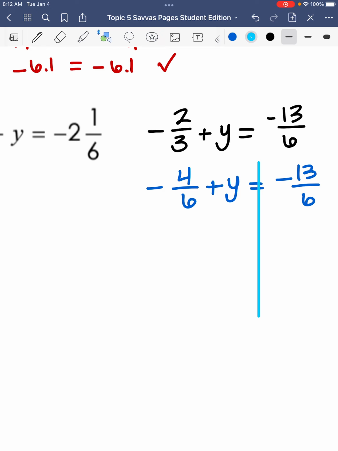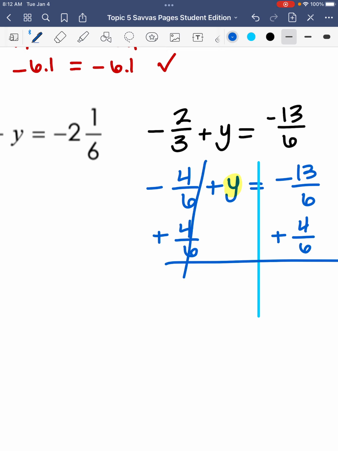So whatever I do on one side, I want to do on the other. And I want to get this y by itself. So I need to get rid of the negative 4 over 6. How do I do that? Well, because it's negative, could I just add 4 over 6? Would that cancel it out? It would. So I need to do the same thing over here, plus 4 over 6. So on the side with the y, that fraction cancels out, and y is left by itself, which is exactly what we want. But on the other side, I have negative 13 over 6 plus 4 over 6.